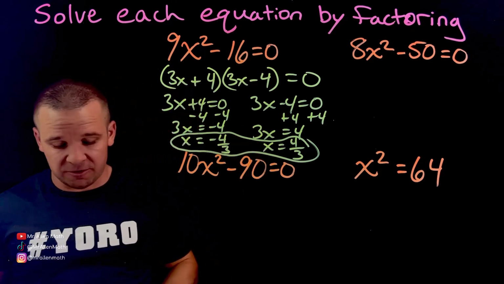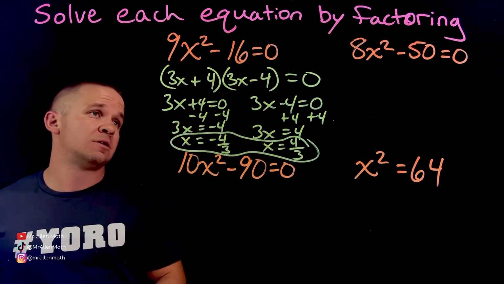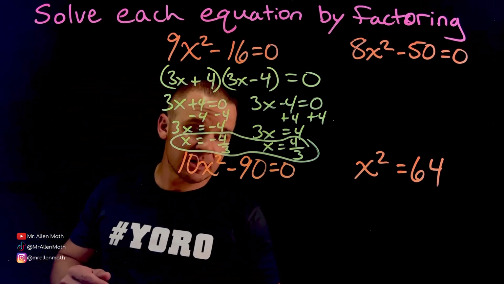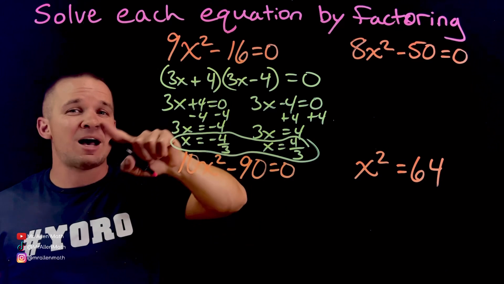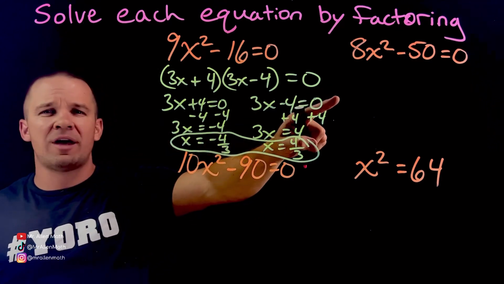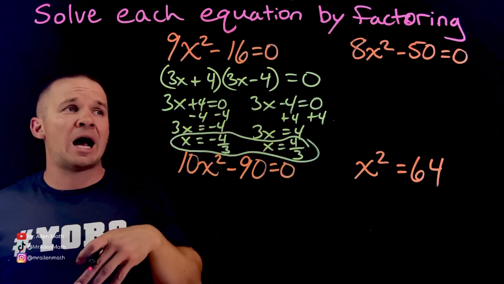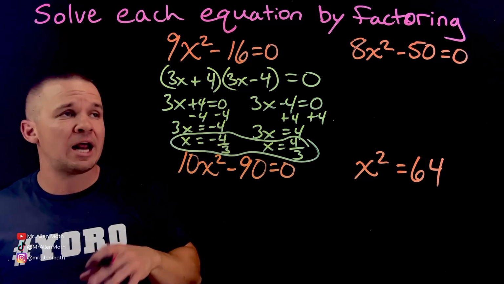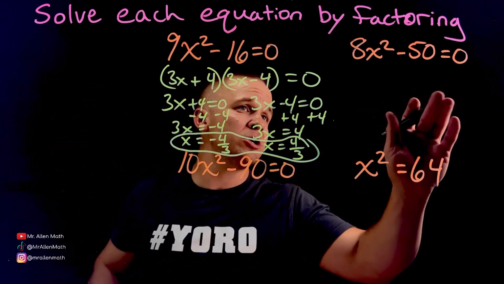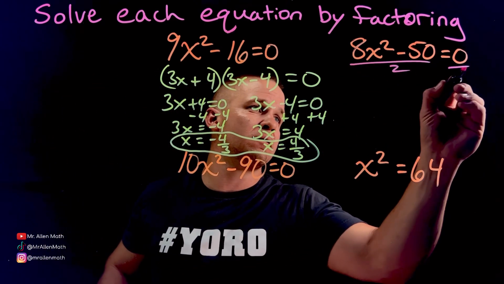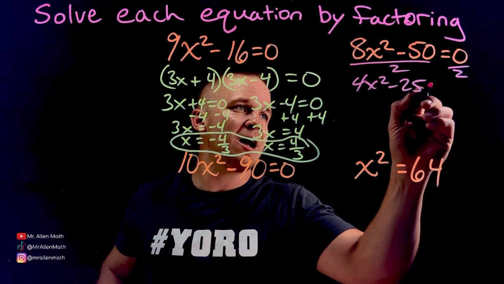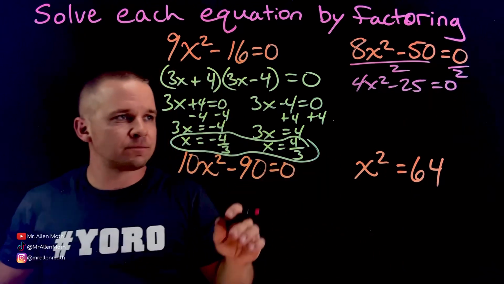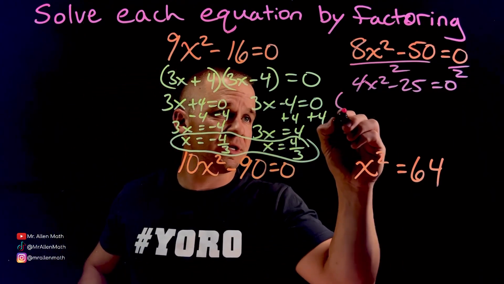8x squared minus 50. Oh my goodness. Neither of those are perfect squares. What in the heck am I supposed to do here? Well, what if I were to divide by a common factor? Can I divide all that by 2? I can also factor out 2, right? I could do that. But since this is an equation and we're solving, I'm just going to divide by 2. And now I have 4x squared minus 25 equals 0. Now I can factor using a difference of 2 squares.